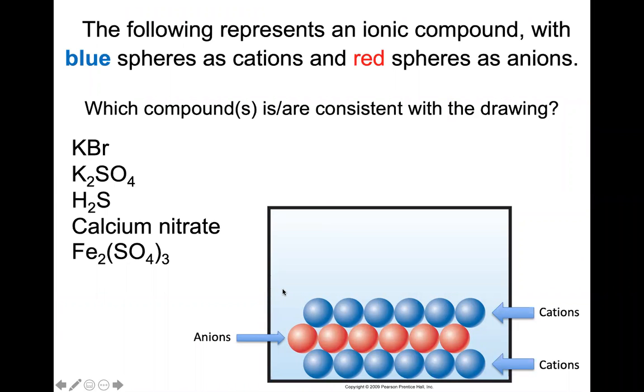Let's see if we can wrap up with this question. It says, the following represents an ionic compound. Blue spheres are the cations and the red spheres are the anions. Which of these would be consistent with the drawing?